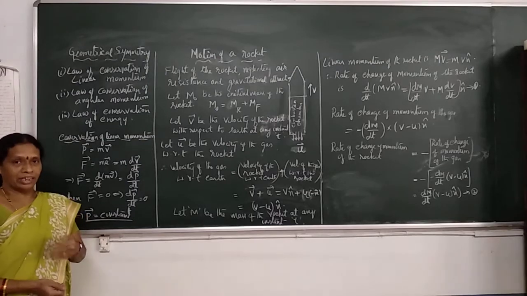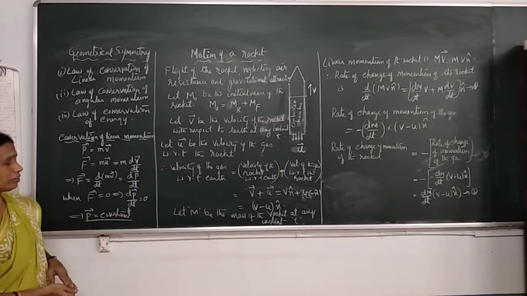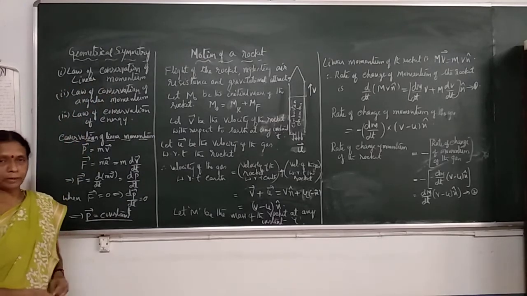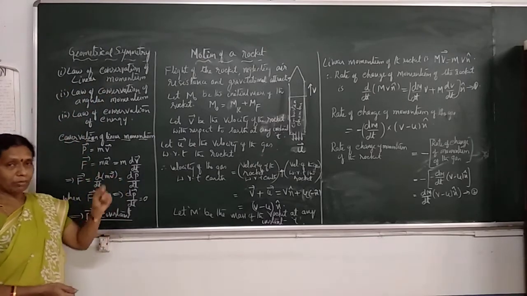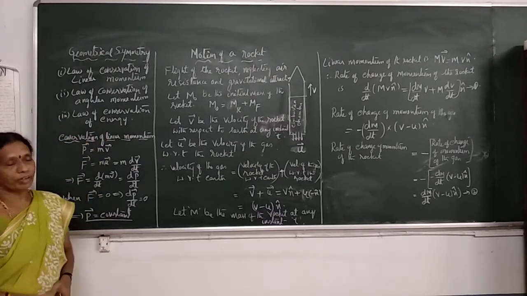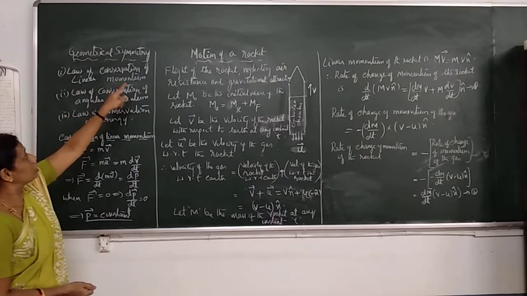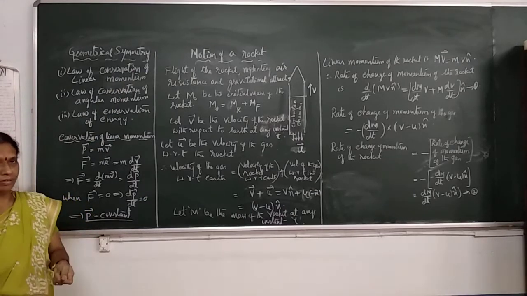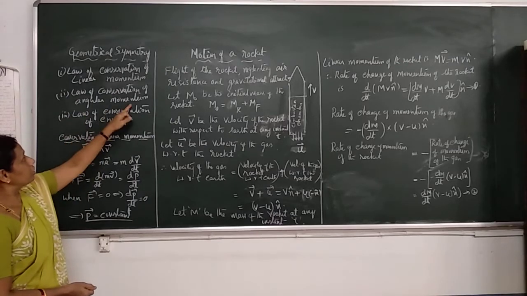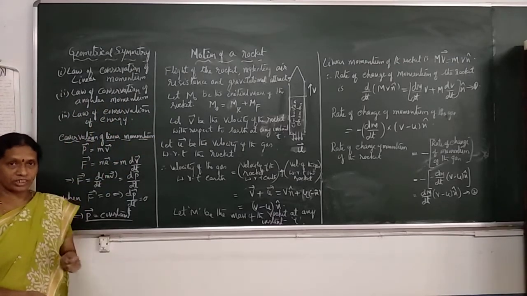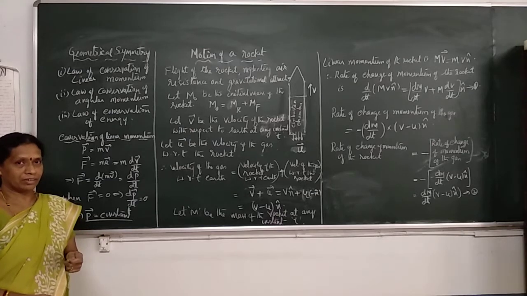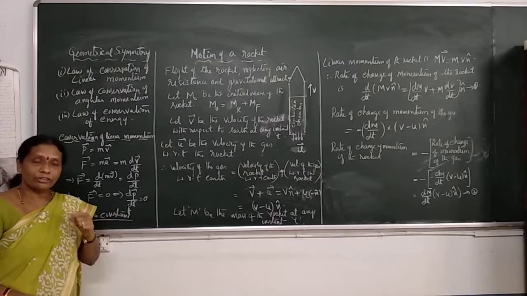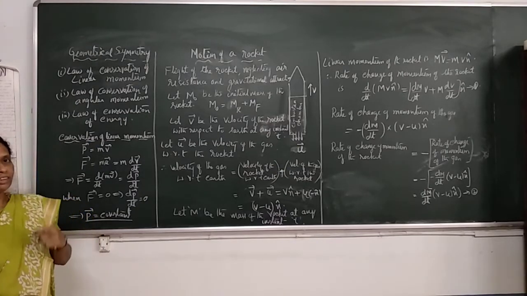Based on these symmetries, three laws are proposed. There are three laws of nature: the law of conservation of linear momentum, the law of conservation of angular momentum, and the law of conservation of energy. The law of conservation of linear momentum is associated with translational symmetry. The law of conservation of angular momentum is associated with directional or rotational symmetry. And the third, conservation of energy, is associated with time translational symmetry.